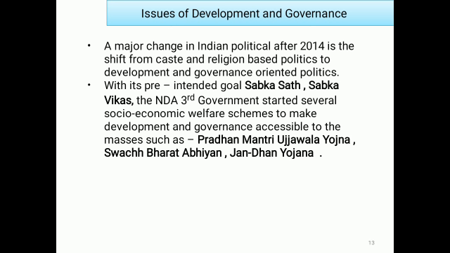The NDA 3 government started several socio-economic welfare schemes to make development and governance accessible to the masses, such as Pradhan Mantri Ujjwala Yojana, Swachh Bharat Abhiyan, Jan Dhan Yojana. You know very well about all these projects, all these developments, all these welfare schemes which were started by Mr. Modi, and everyone can approach to get the favor or facility of these schemes.